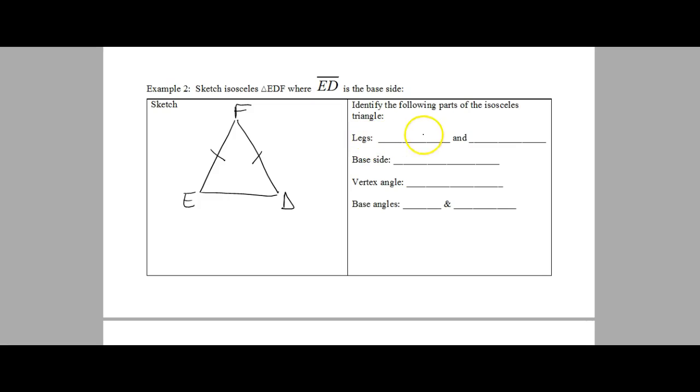Now we need to identify all four parts. So the legs are the congruent sides. That would be EF and DF. Our base side was given, ED. The vertex angle is created by the legs. So that would be angle F. And then the base angles are attached to the base. So we would be looking at angle D and angle E.